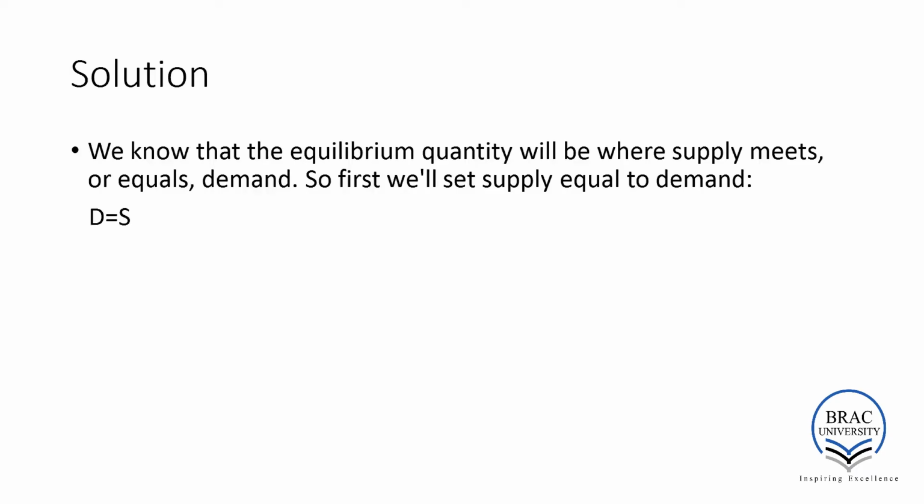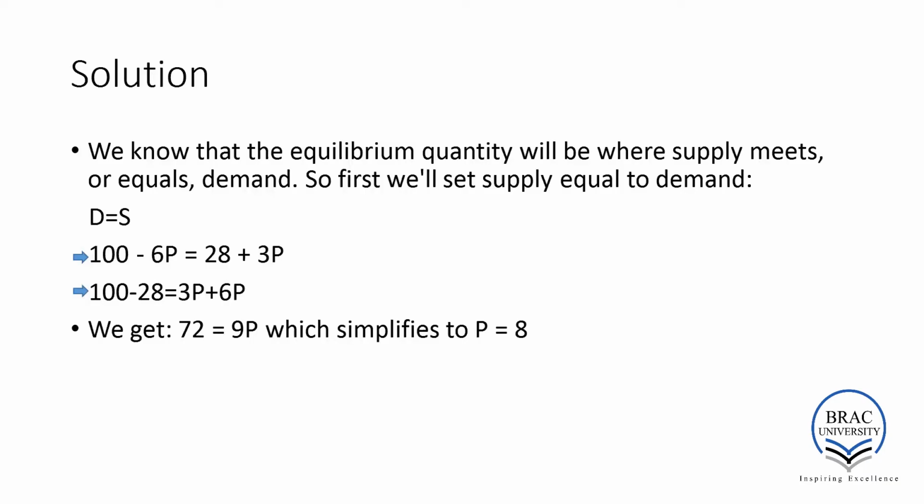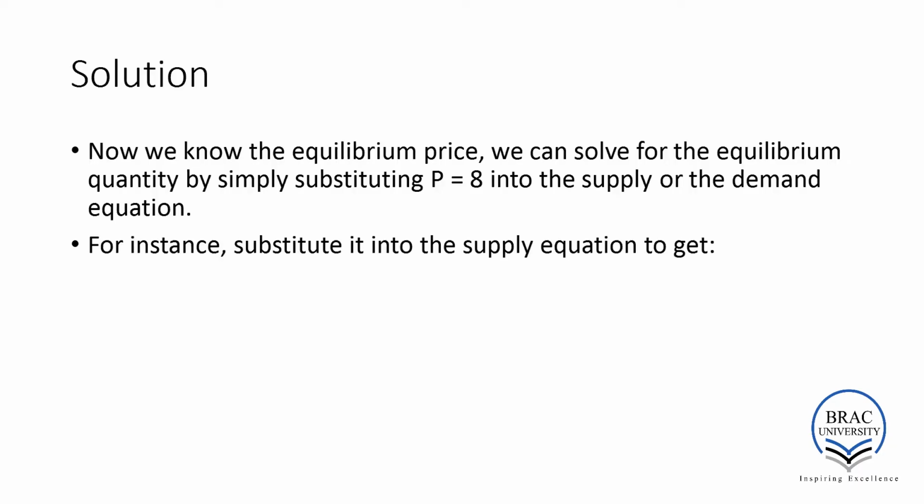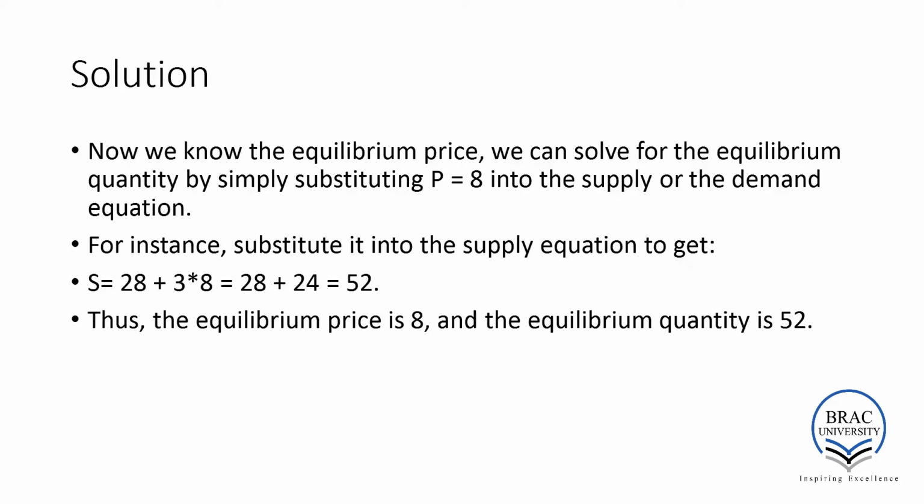If we put the equations here, we can derive the value for P from here. So P is our price of computers. So this is our equilibrium price. Now, how do we calculate the equilibrium quantity? We can solve for the equilibrium quantity by simply substituting P equals 8 into the supply or the demand equation. For instance, let's substitute it into the supply equation. And that's how we can get the equilibrium quantity.